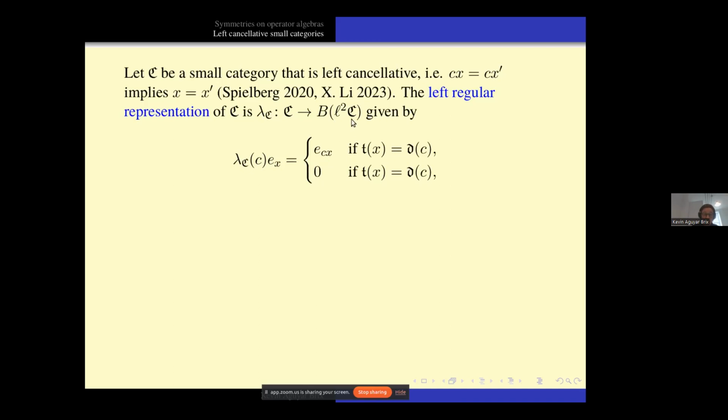No, of the whole category. Okay. So you take everything. Yes. So think of this as a monoid, for example.